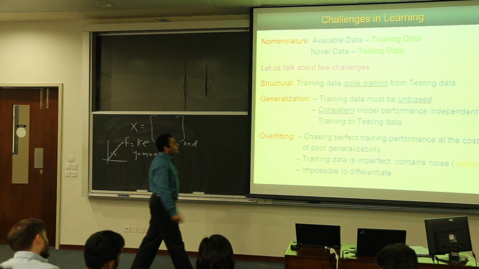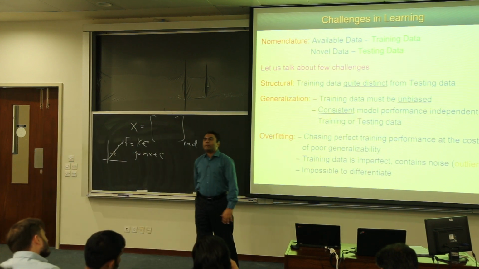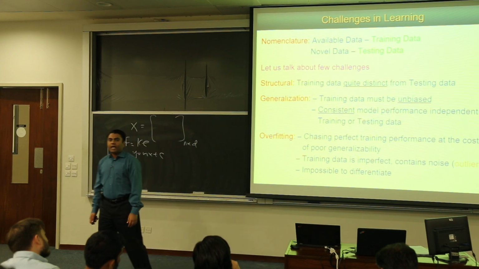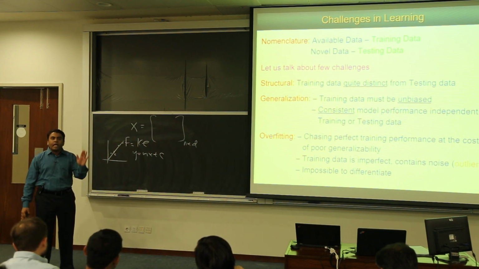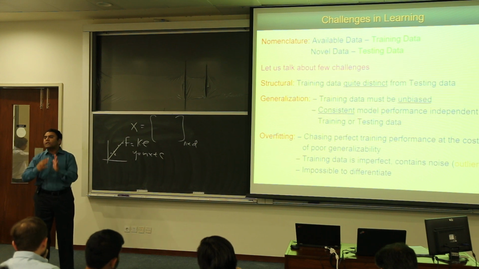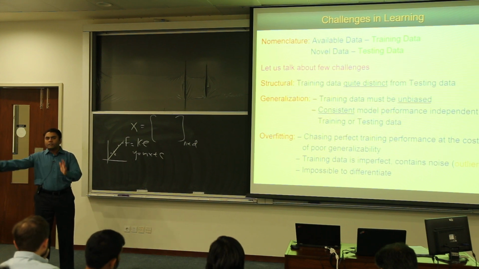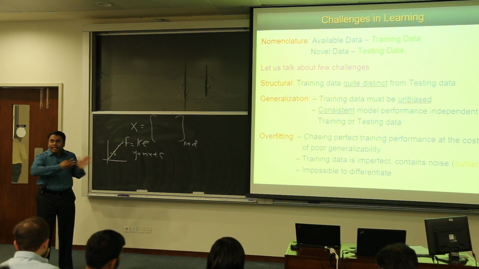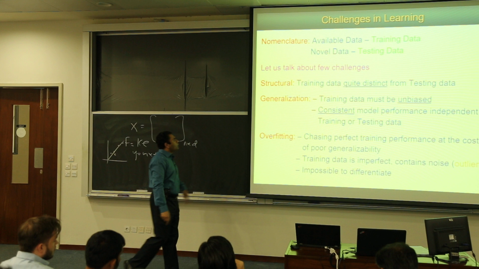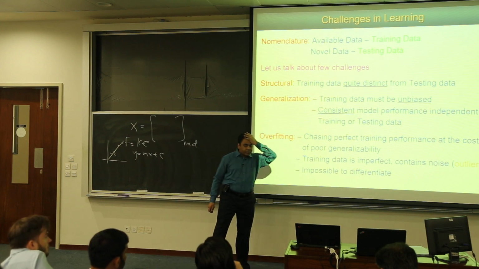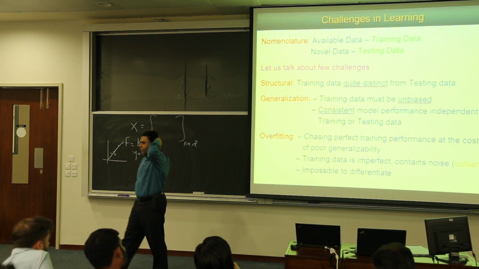Whether I'm using training data or testing data, my performance should be consistent. If I'm getting 90% performance today on some data set, I should get the same or roughly the same performance maybe 2 months from now, 3 months from now, on another data set. I don't want my performance to be highly variable, because then I cannot use that model. I don't know whether to trust that model or not. So these are some of the challenges that we encounter as far as generalization is concerned for machine learning.